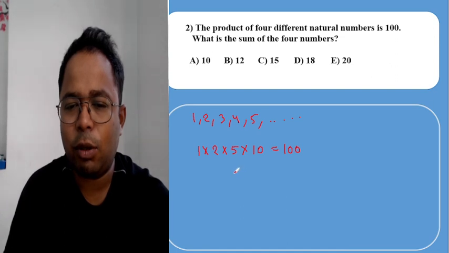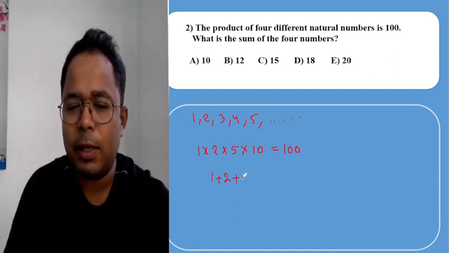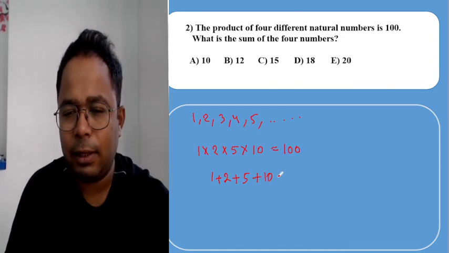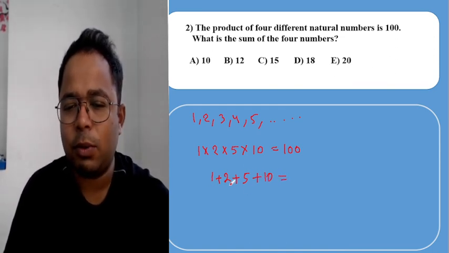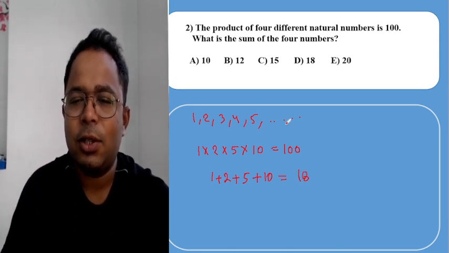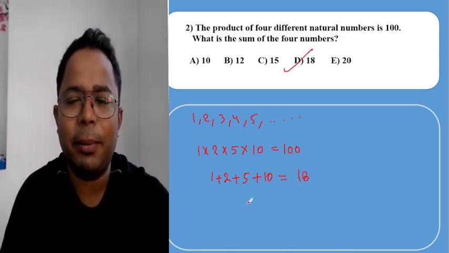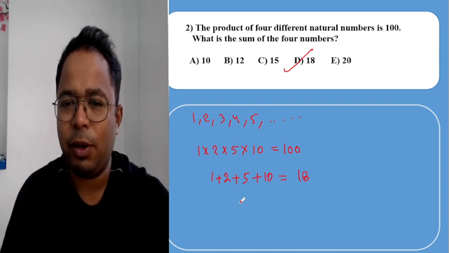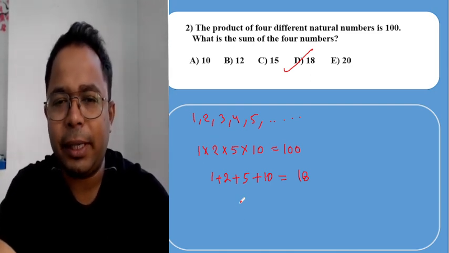Now let's check what numbers we have got. 1 plus 2 plus 5 plus 10. What will it give? 1 plus 2 is 3, 3 plus 5 is 8, 8 plus 10 is 18. So we will go with option number D.